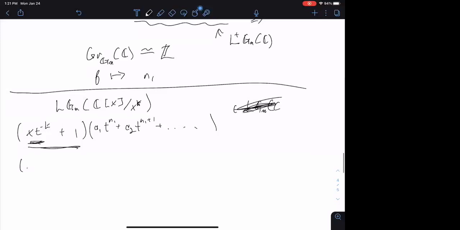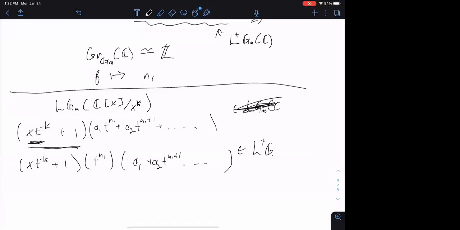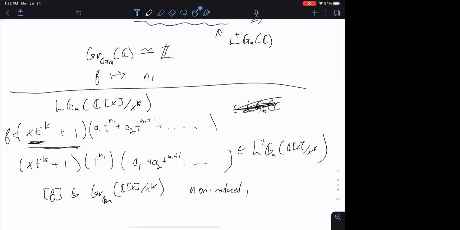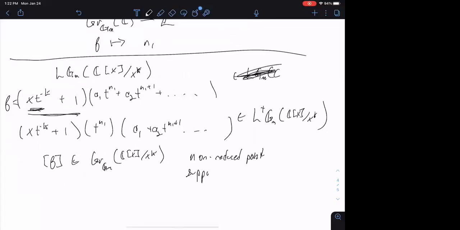Once again, I can factor this as x t to the negative k plus 1 times t to the n1 times a1 plus a2 t to the n1 plus 1. So this thing right here lives inside L plus GM with my C[x] modulo x to the k. So the point is that the class of F inside the affine Grassmannian is going to be a non-reduced point, C[x] modulo x to the k. This is a non-reduced point supported over the closed point, which I'll call N1, from the earlier thing.